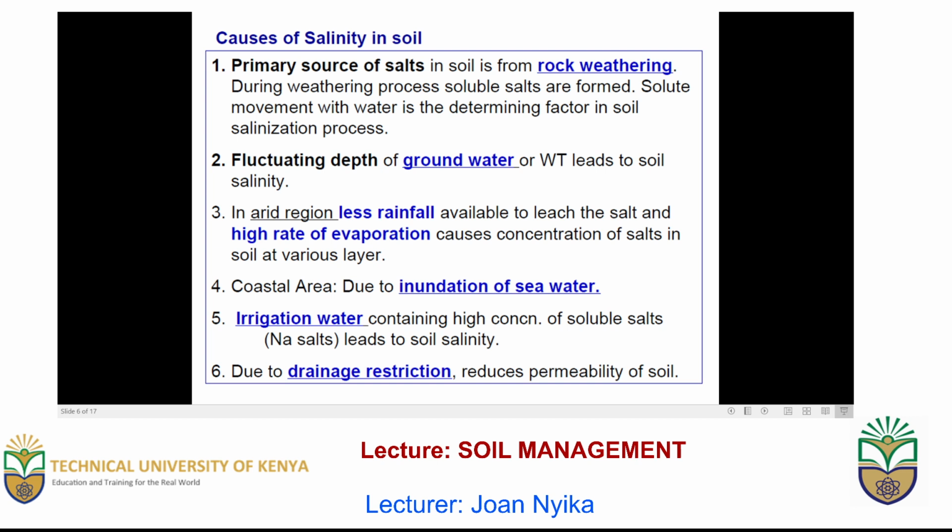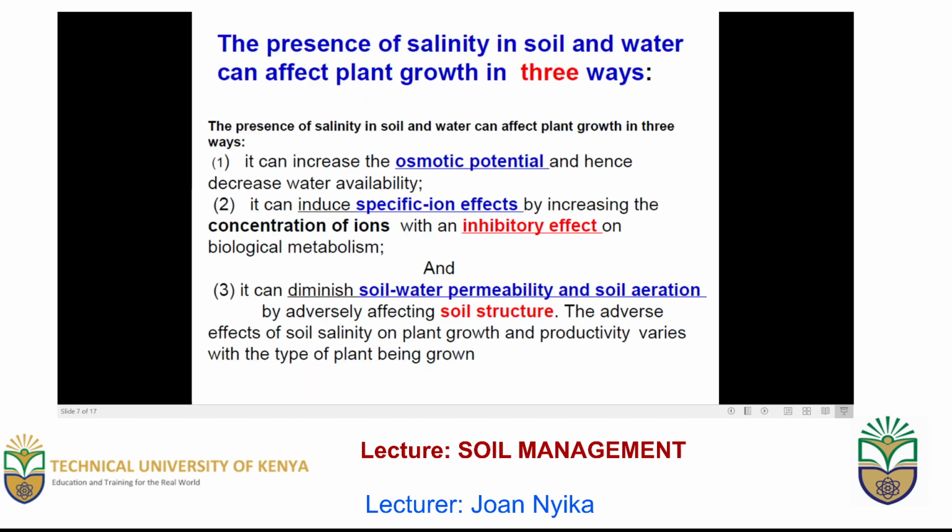Number five, irrigation with water containing high soluble salts, or already saline water, also leads to the problem of soil salinity. Number six is drainage restriction that reduces the permeability of soils. We have seen in the past some of the effects that result from drainage restrictions, such as the presence of crusting, hard pans, and compaction of the soils. These often prevent the leaching of salts, and therefore they tend to accumulate on the top layers or top horizons of the soil, leading to salinization.